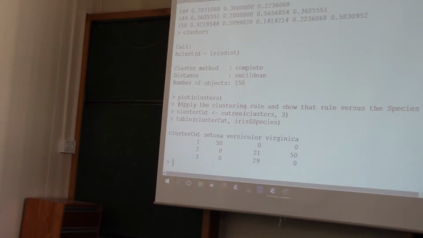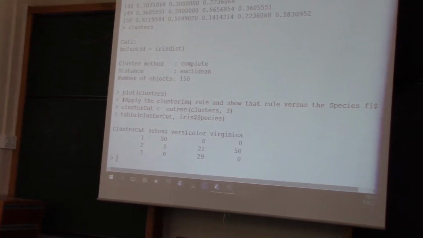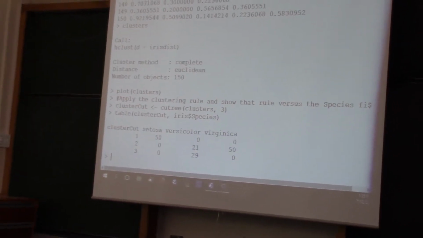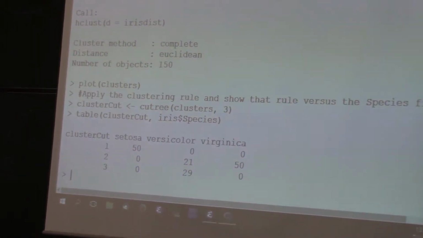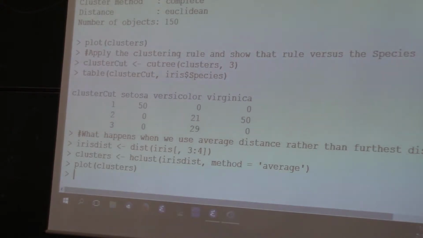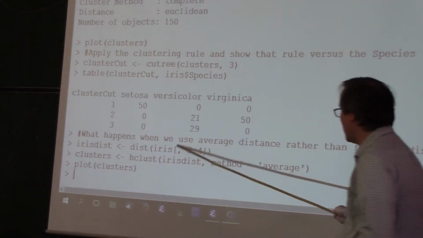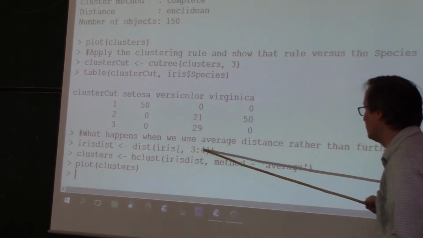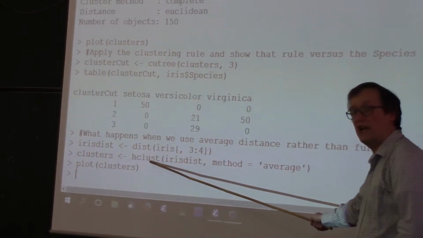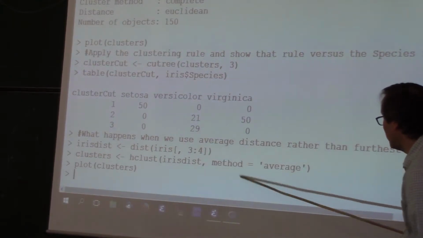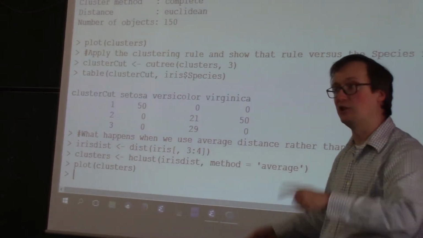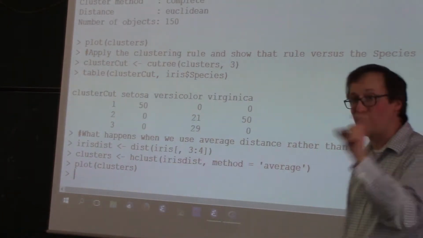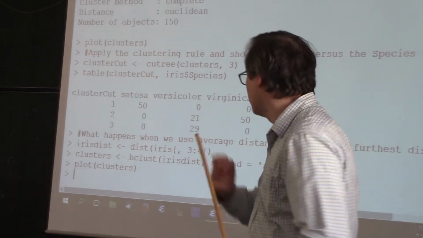Okay, so that isn't a really huge difference in code. Let me see. Okay, right. What happens when we use average distances rather than furthest distances? Once again, we're producing our distance metrics exactly the same way, feeding in petal length and width. We are once again feeding those to the hclust thing, but this time we have an extra parameter. We're specifying that the method will no longer be complete linkage, where we ask what the longest distance is between clusters, but rather the average length between clusters. Maybe this will give us a better separation.